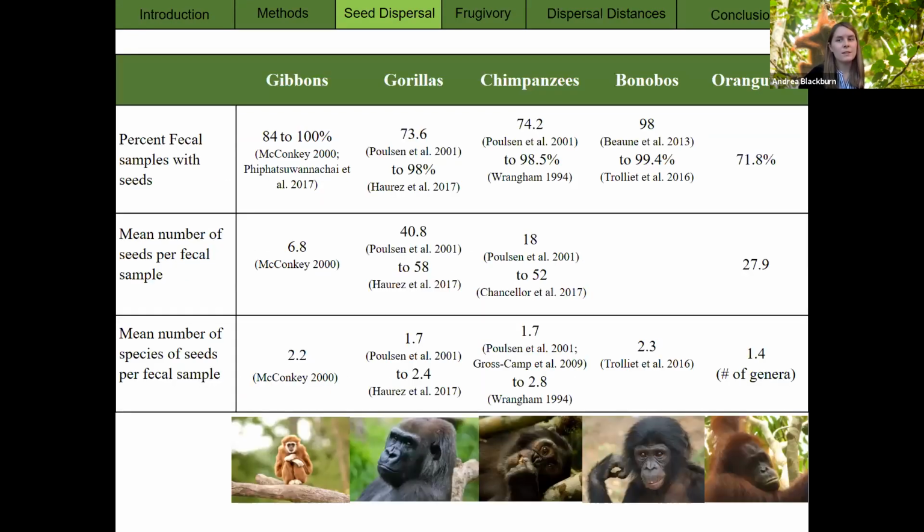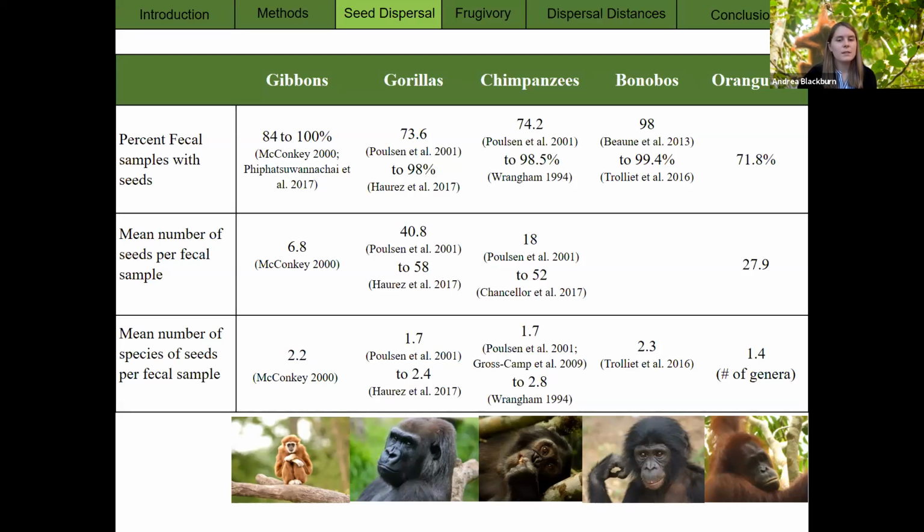So to provide context to these results, we're going to compare these with other apes. So orangutans disperse seeds in 71.8% of fecal samples, and this falls just below the low end of gorilla and chimpanzee seed dispersal frequencies. And orangutans disperse seeds much less frequently than gibbons and bonobos. Orangutans dispersed a mean of 27.9 seeds per fecal sample, and this is less than gorillas, but falls within the range of chimpanzees' number of seeds per fecal sample. Not surprisingly, orangutans disperse more seeds per fecal sample than small-bodied gibbons.